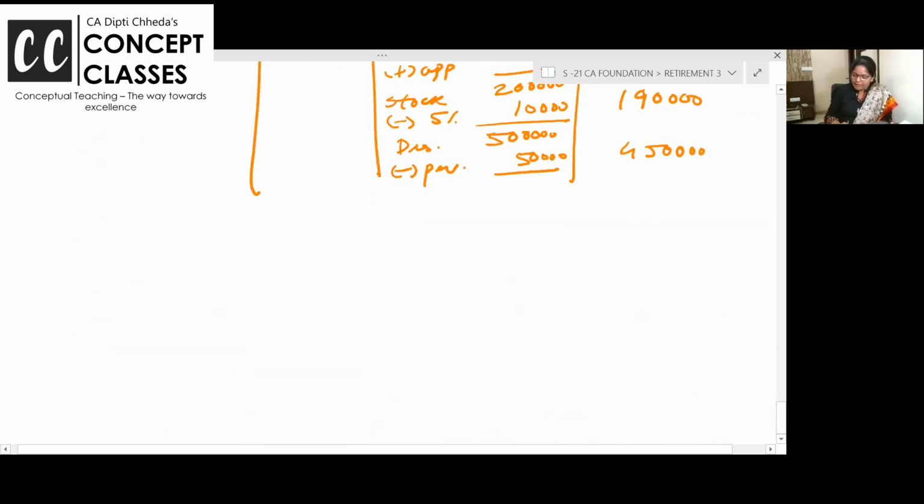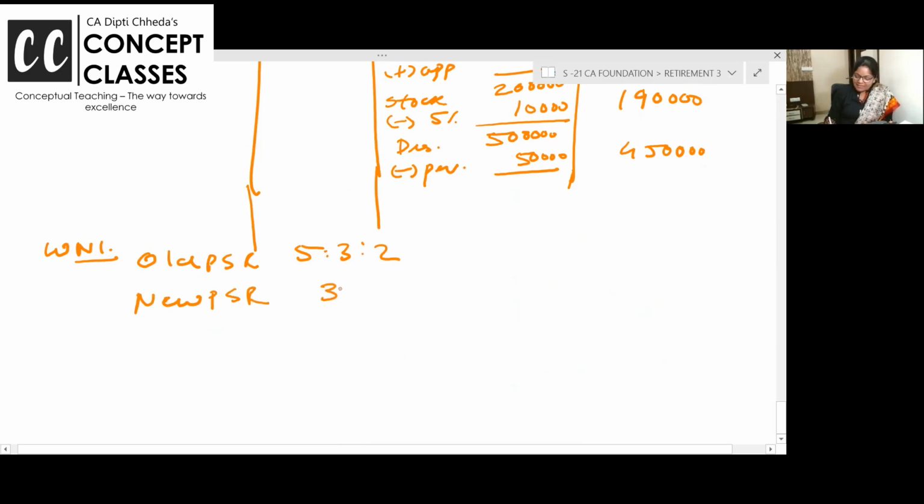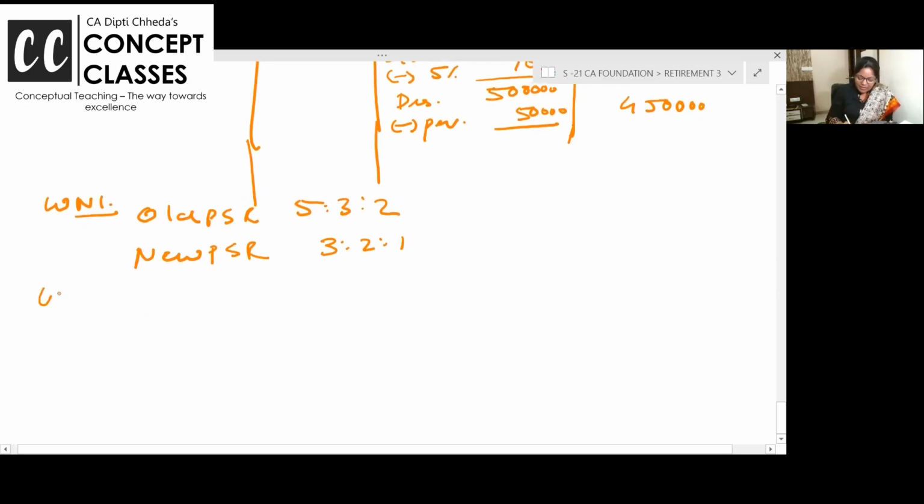Now goodwill. Chalo. Working note 1, I am making first. Old PSR is 5:3:2. Now all the names start with R. And the new PSR is 3:2:1. Yes. Working note 2, goodwill.